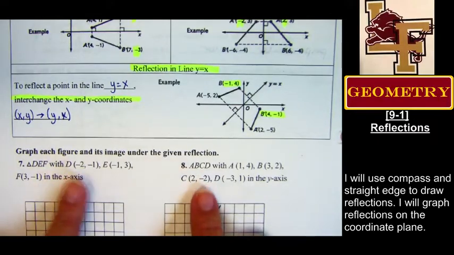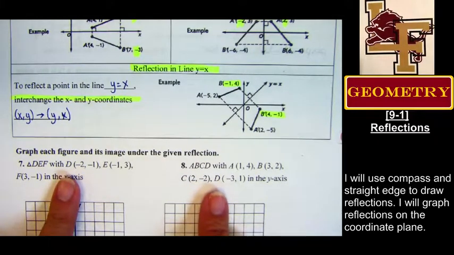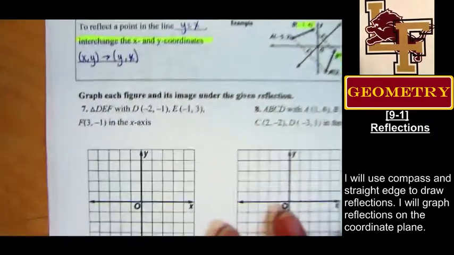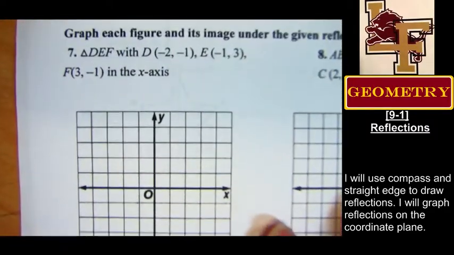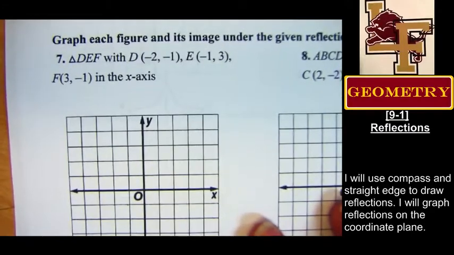Which of these two would you like to see, 7 or 8? 7? Okay, number 7 it is. I'm going to do 1, so we have time to get to the other thing.